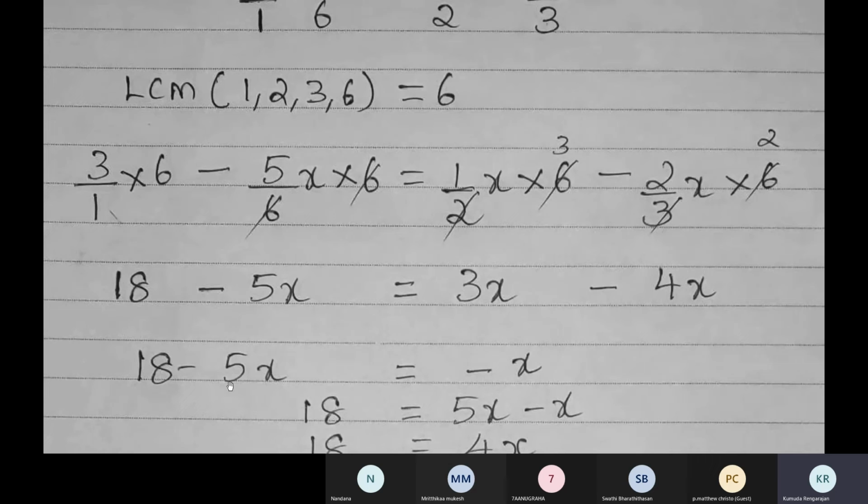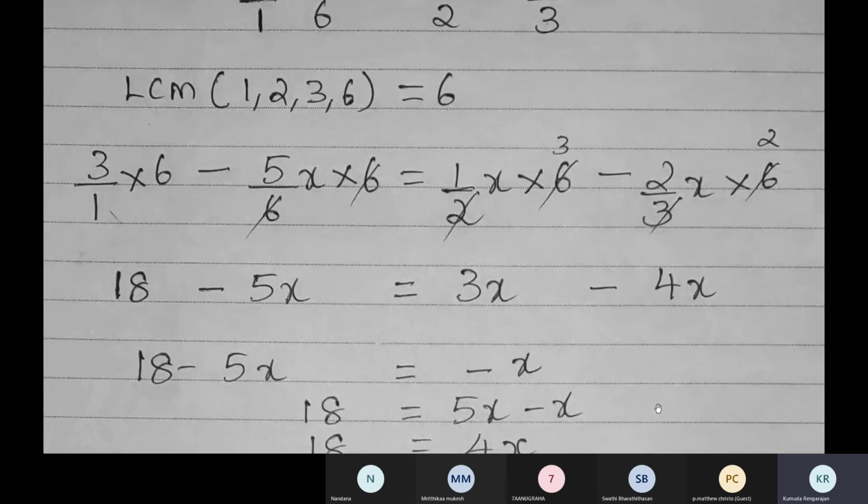So 18 remains in the left hand side, while we have transposed minus 5x as plus 5x. Can you see it here? Minus 5x transposed as 5x. And this minus x as it is.